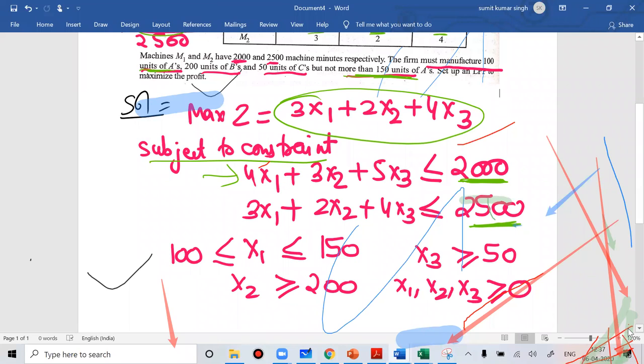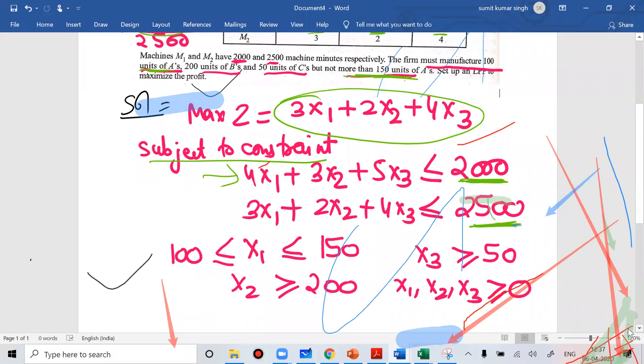How to solve these equations, I'll teach you. To find the values of x1, x2, and x3, we'll either use the graphical method, or the simplex method, or use Solver to get these values. How to get these values, we'll learn in further classes. But right now, you have to understand how to write the equation. First, learn how to write the equation. If you learn that, solving is not a big thing.